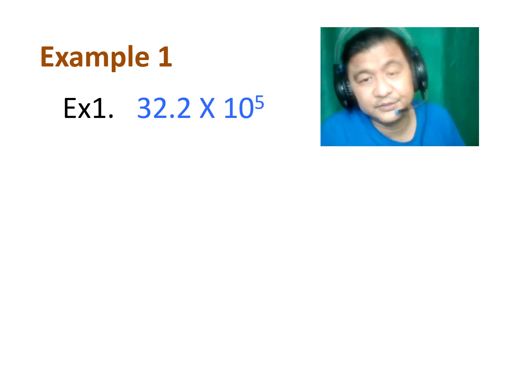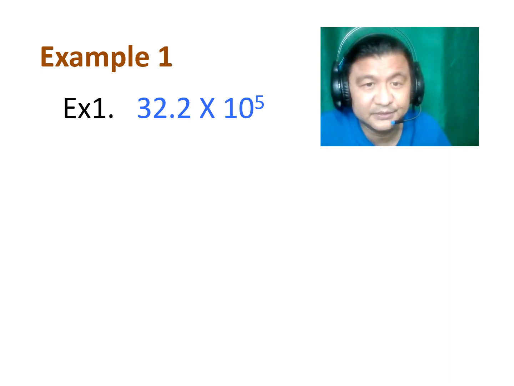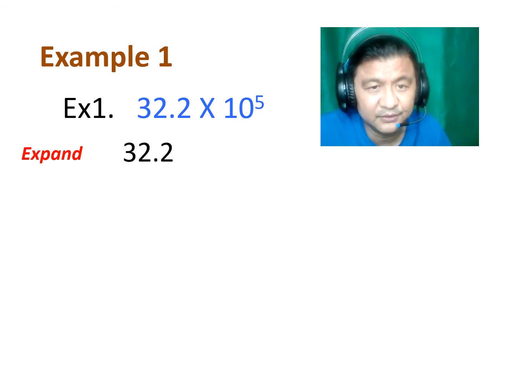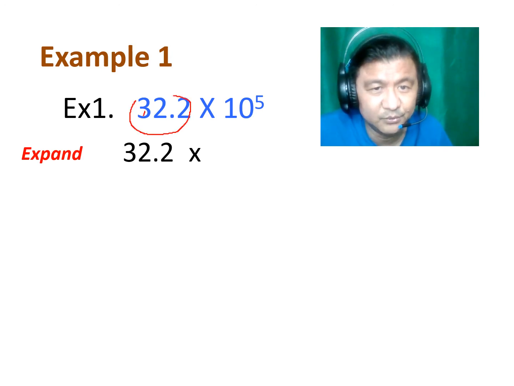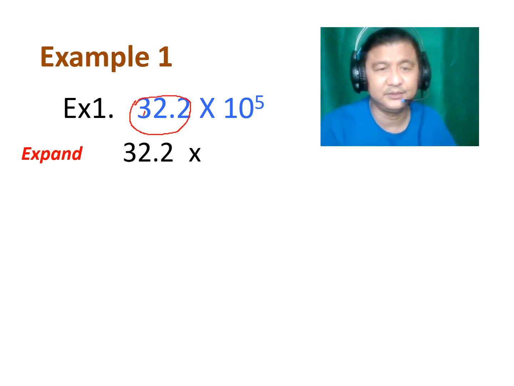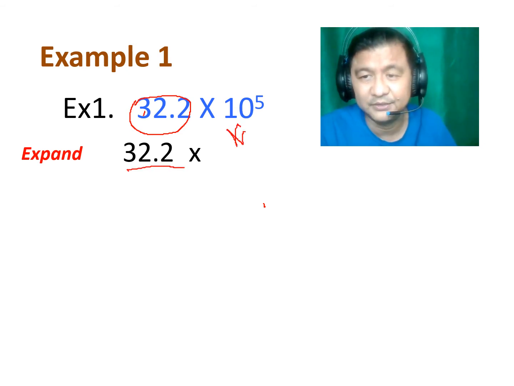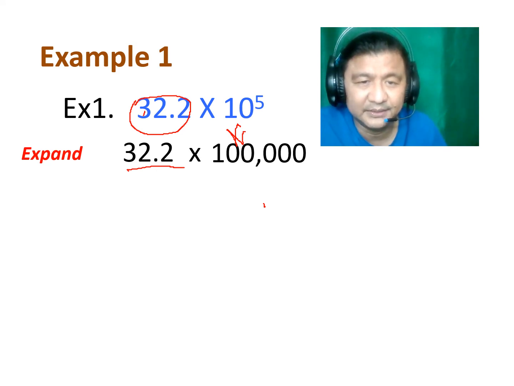All right, so for our first example, look at this. It may look like scientific notation, right? If you look at the numbers, it may look like scientific notation, but check this out. It isn't scientific notation because if you look at this number, it's not a number between 1 and 10. So the expanded way is to write it down as usual, 32.2 times 10 to the fifth. 10 to the fifth has a value of what? It has a value of 100,000.